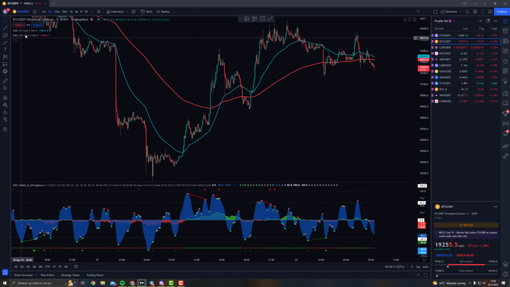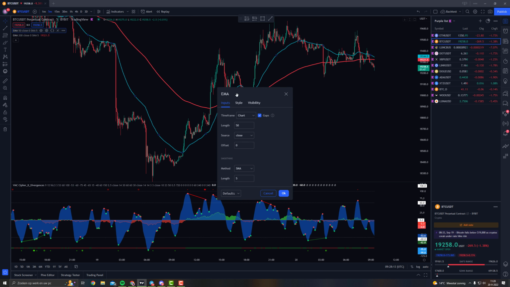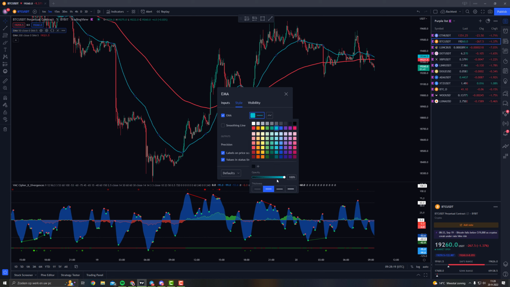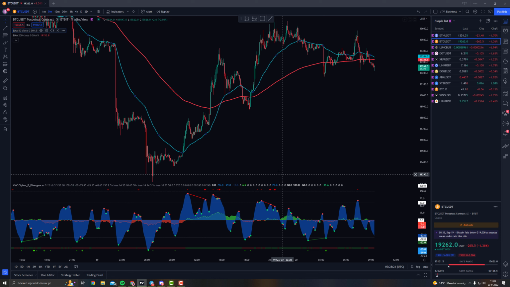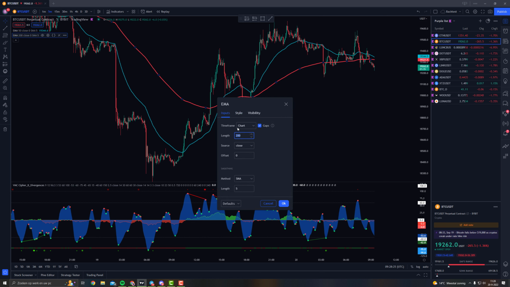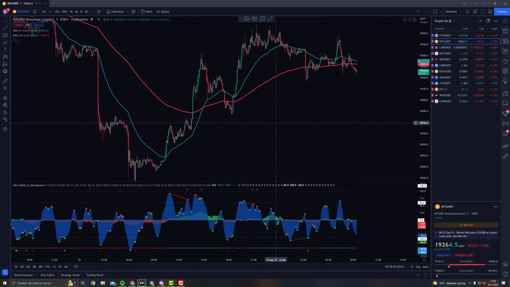We're gonna change the EMA first. The first EMA, the length is going to be 50. The style, for me it's blue, and I made the line a bit thicker just to make it clear. And the red one is going to be 200 and red for me. So that's gonna be it.